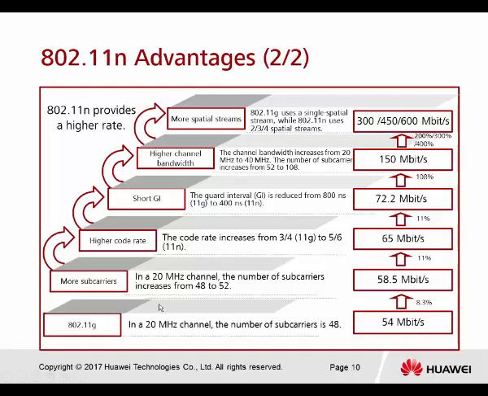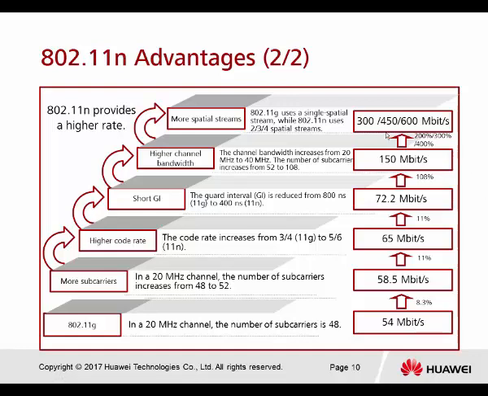So in the 20 MHz channel, the number of subcarriers is 48. So they try to use more subcarriers. More subcarriers allow you to do more modulation for the data bits. And then they have the code rate increase, short GI, higher channel bandwidth, and more spatial streams. So this is how they are going to increase the speed from 54 megabit per second up to 300 megabit per second.